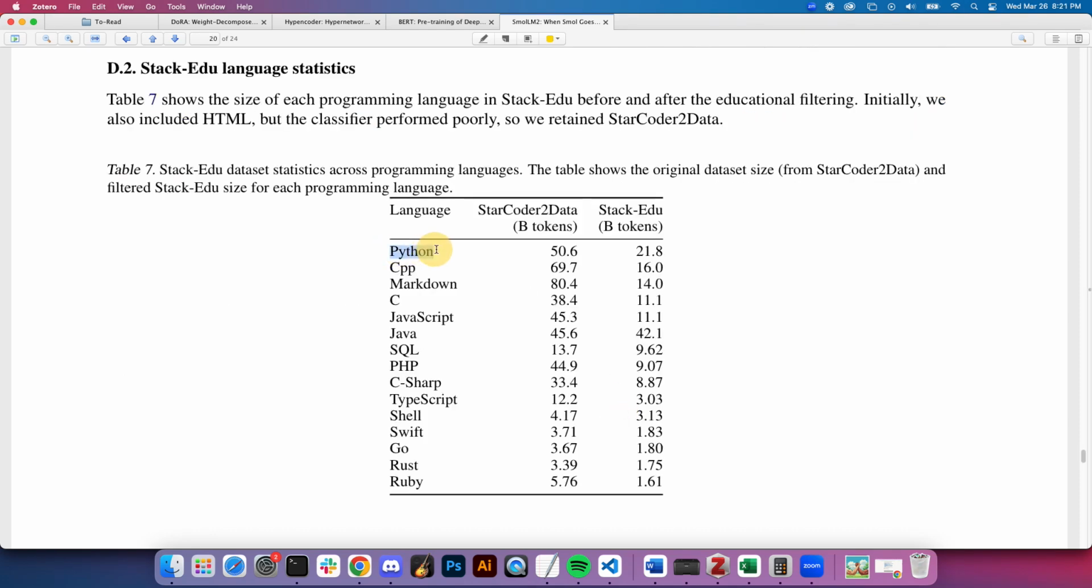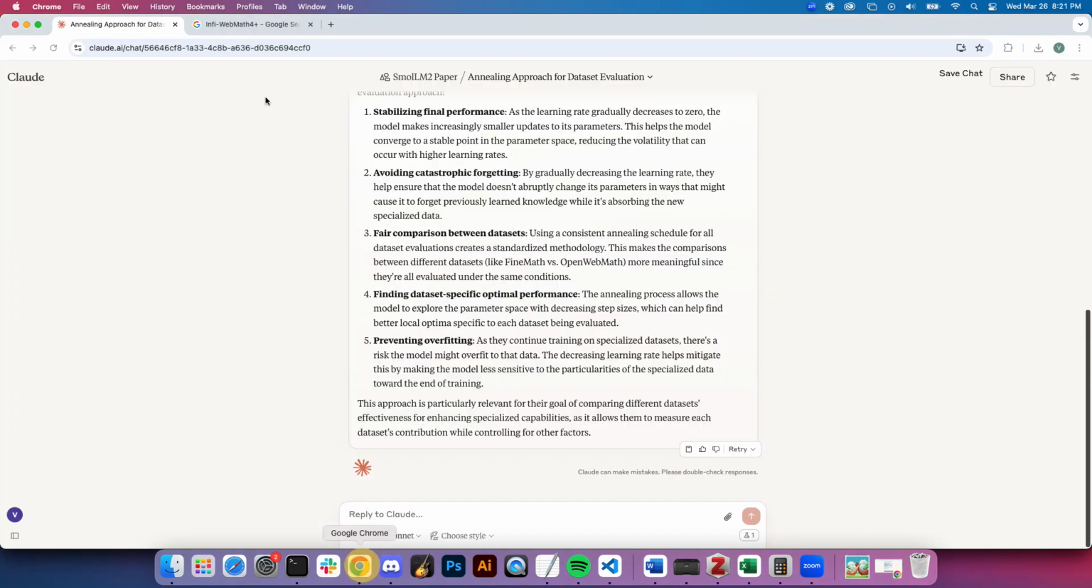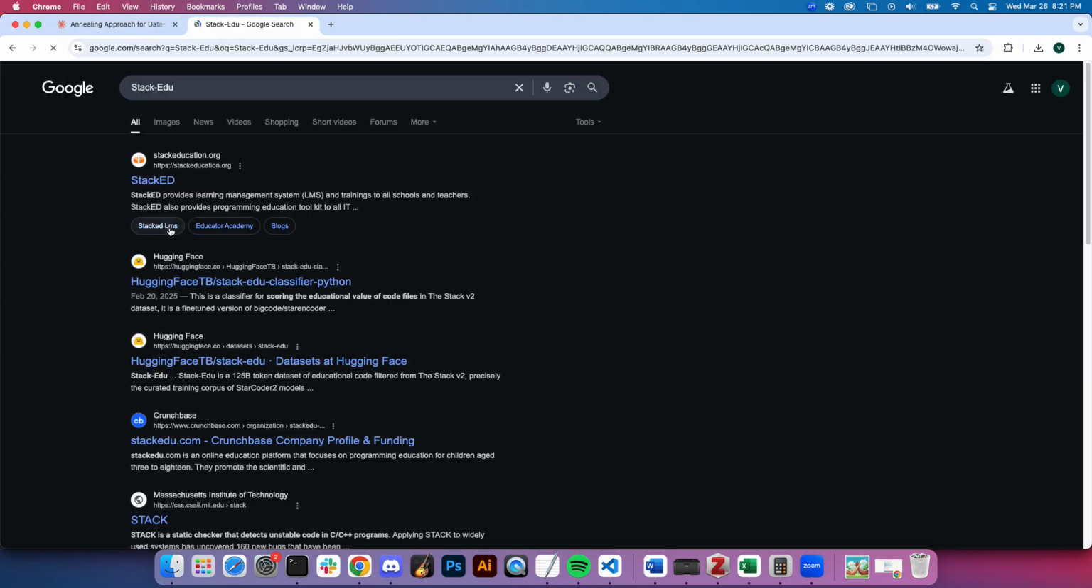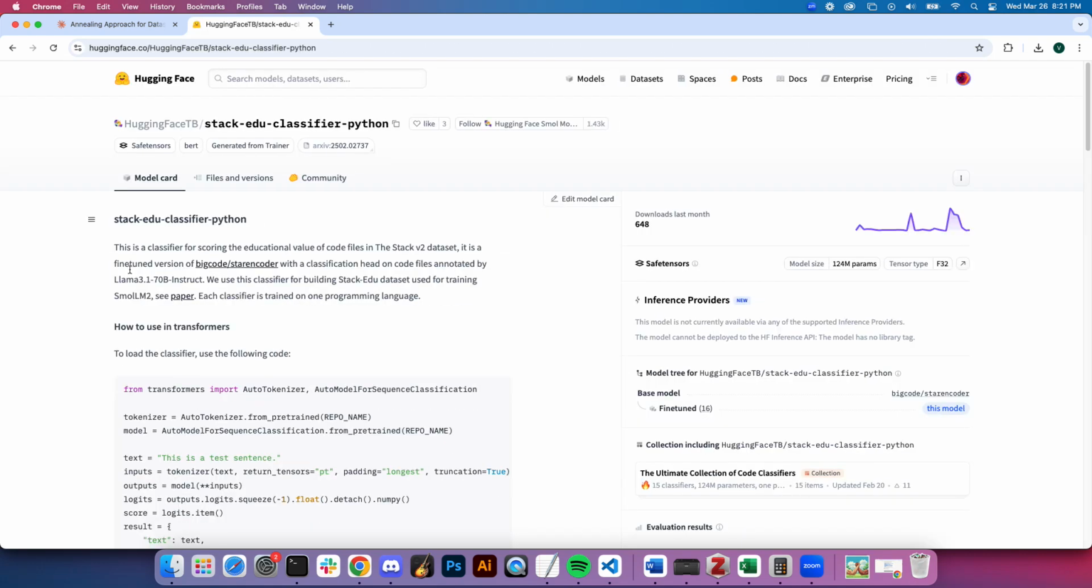And I'm particularly curious about Python. So they have 22 billion tokens of Python. And I don't think they have published Stack EDU. I think they've published the classifier. This is the classifier for scoring the educational value of code files in the Stack v2 dataset. We use this classifier for building Stack EDU, and so yeah, that's the classifier.